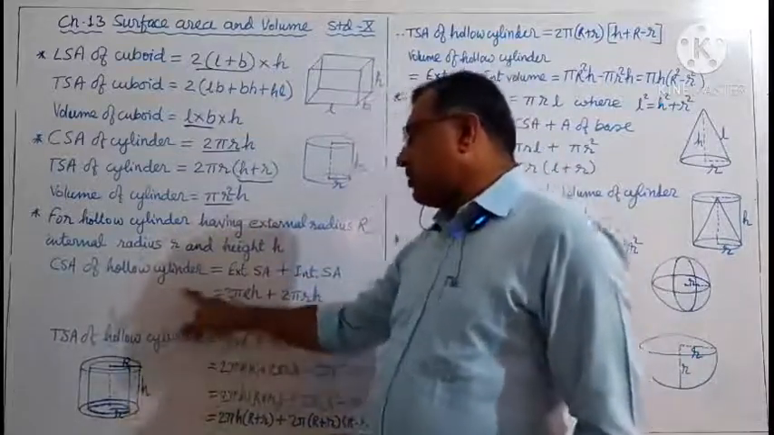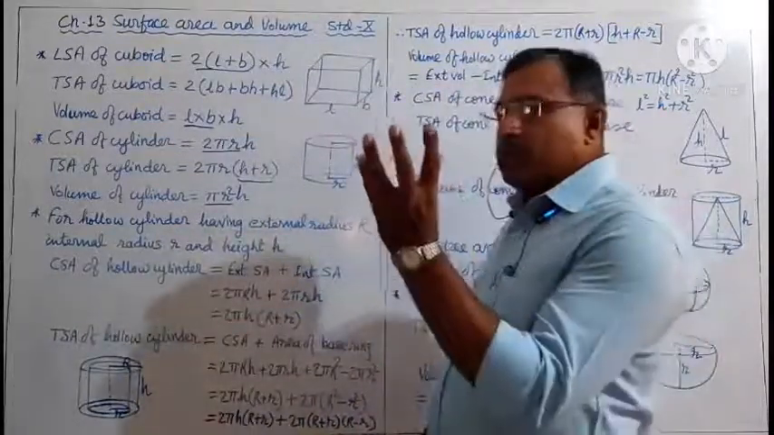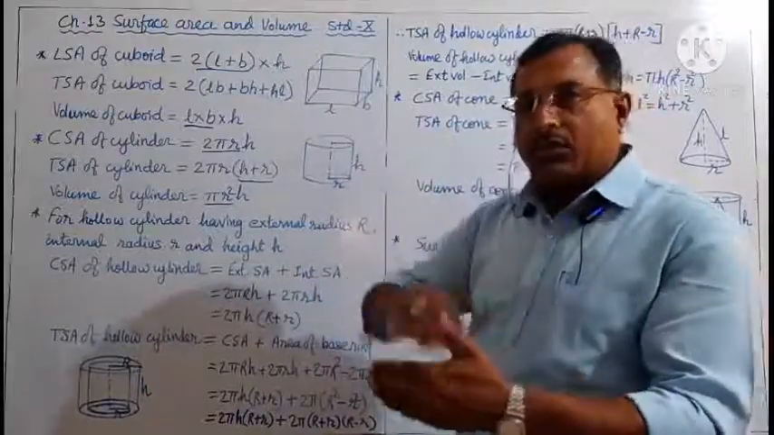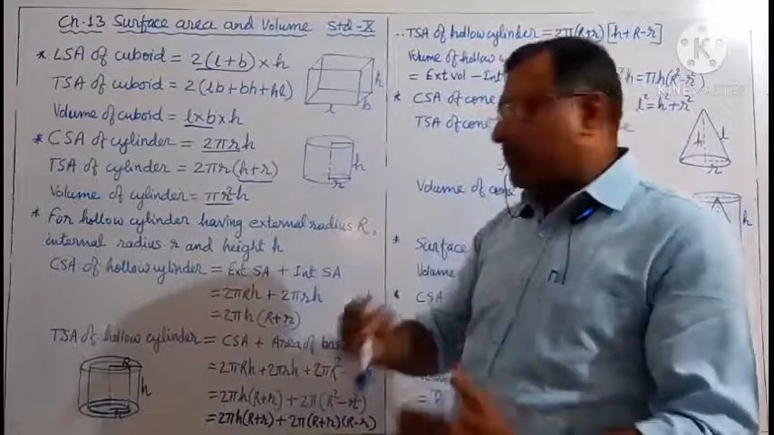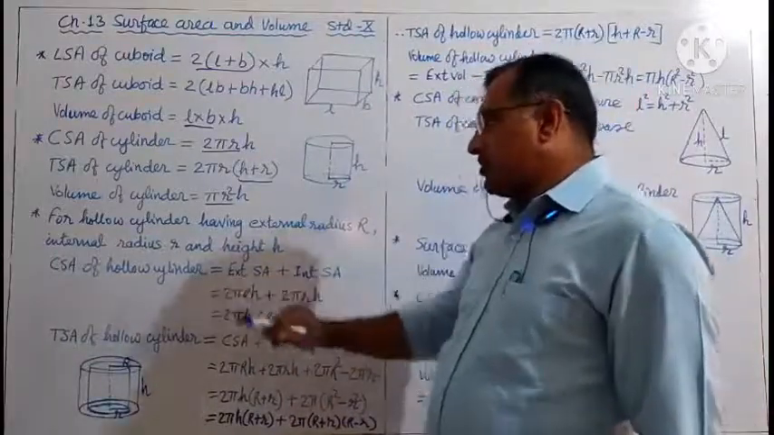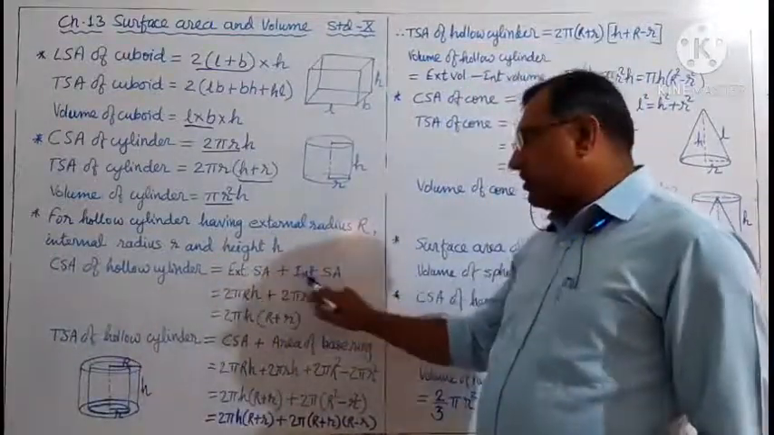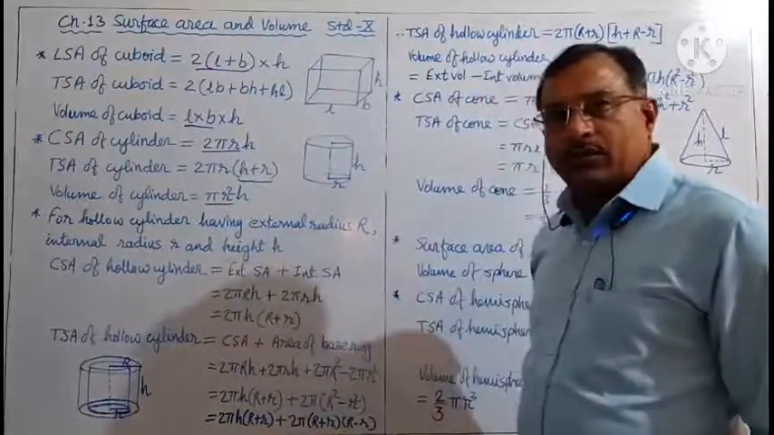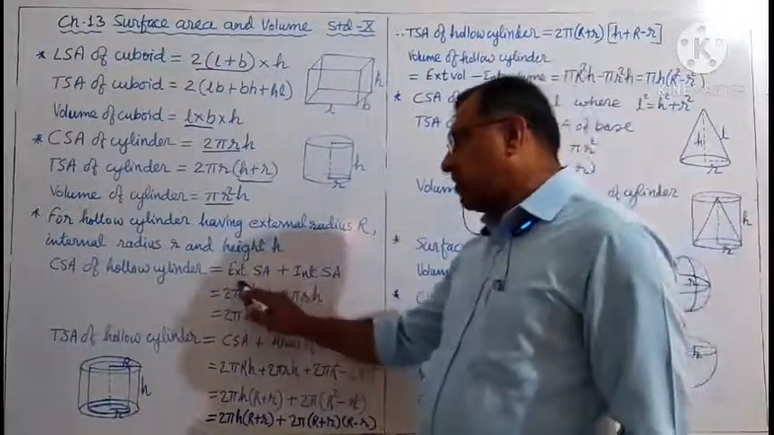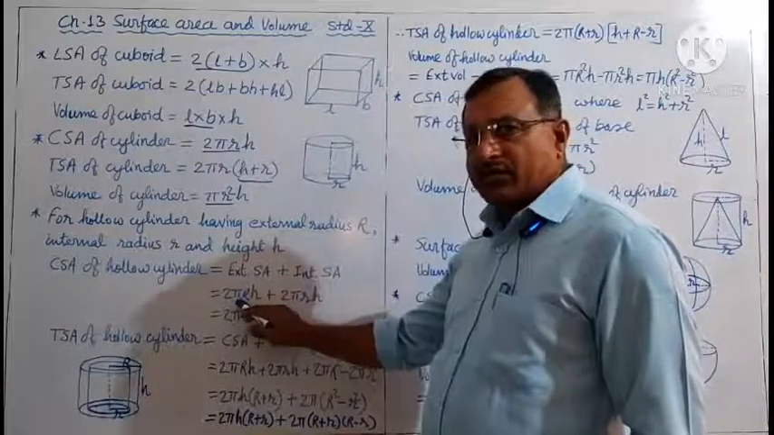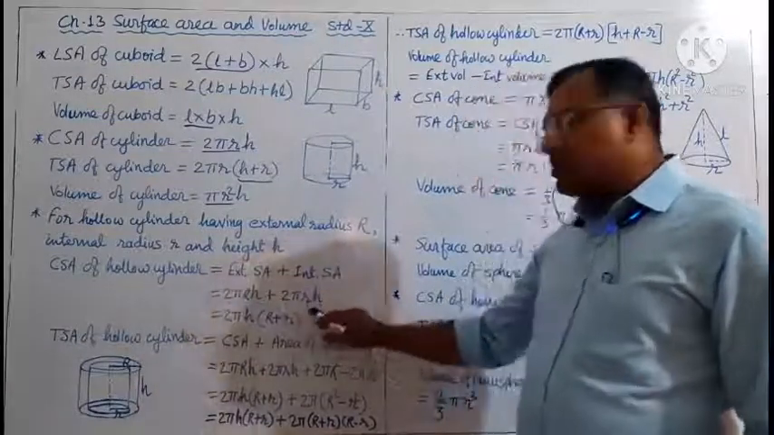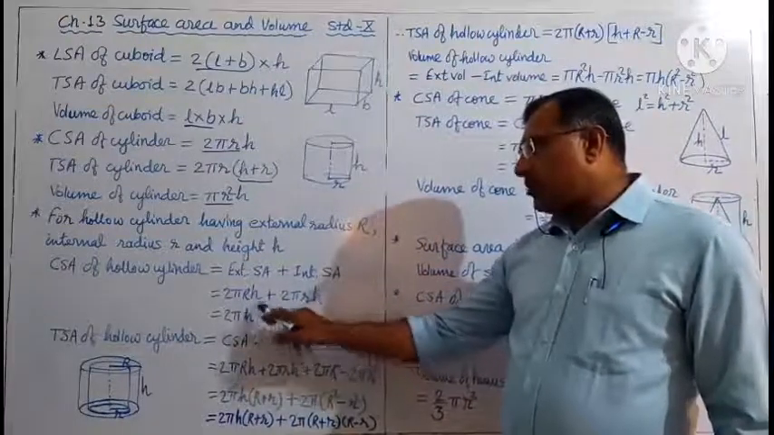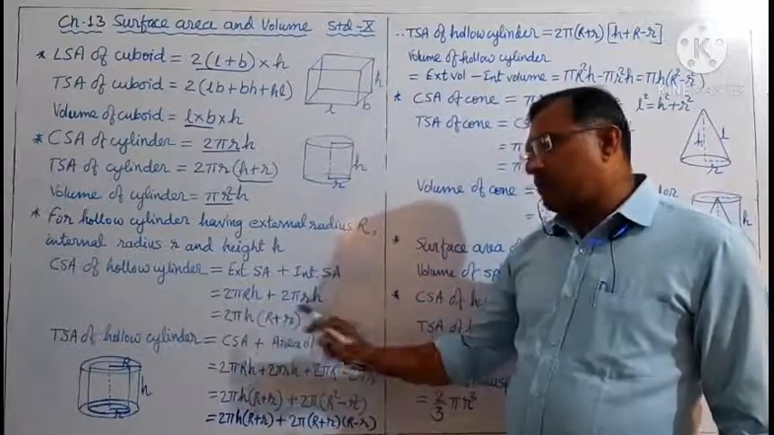So what is the curved surface area of the hollow cylinder? As it is a hollow cylinder, the area of the outer surface as well as the inner surface, that is called curved surface area. So here it is 2 pi R h, capital R, and here the radius is small, so 2 pi r h. So 2 pi h common, so (capital R plus small r) in bracket.